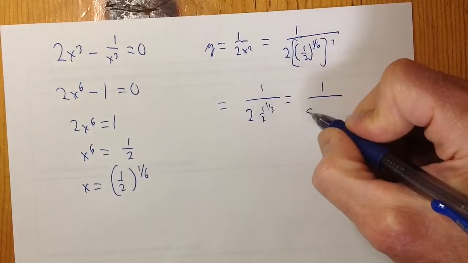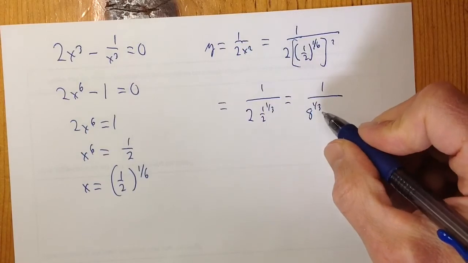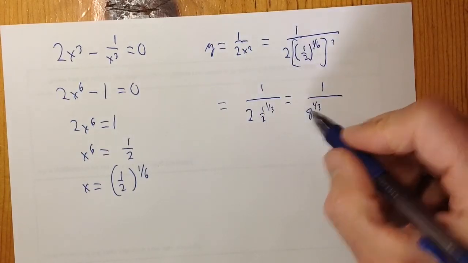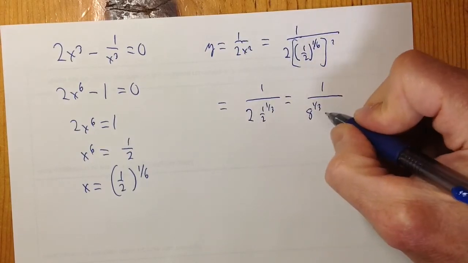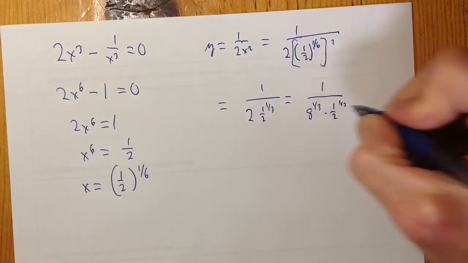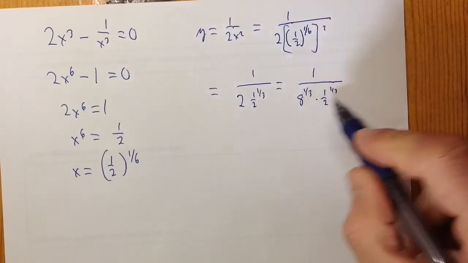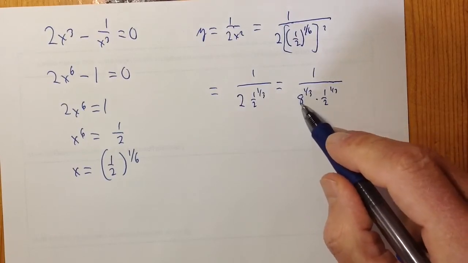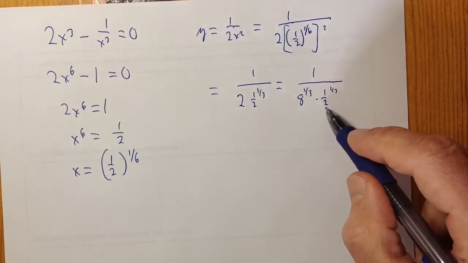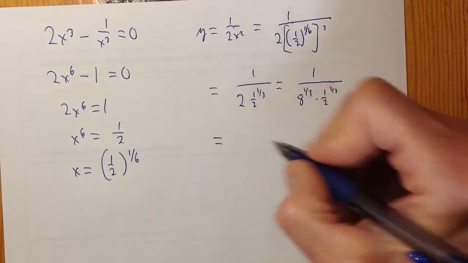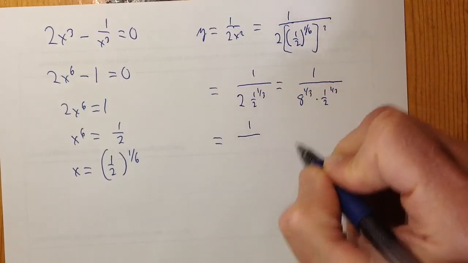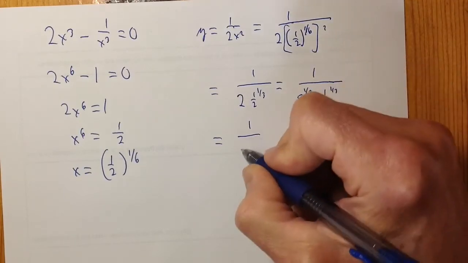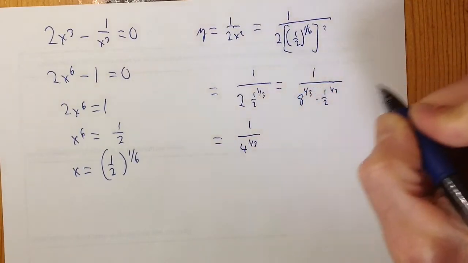2 is the same thing as 8 to the 1/3. 1/3 is the cube root, right? What times itself 3 times equals 8, and that's 2. So 2 is 8 to the 1/3 times 1/2 to the 1/3. If they're both to the 1/3 power, we can multiply them. So this is like 8 times 1/2 to the 1/3. So that's like 1 over 8 times 1/2 is 4. So that's 4 to the 1/3.